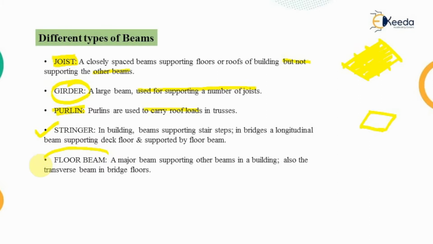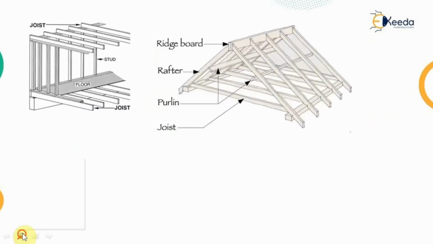Then the next type of beam is the floor beam. As the name itself says, this is the beam which is supporting other beams in the building, or majorly they are supporting the transverse beams provided in case of the flooring. Now it will be clearer from this image. So the joists are the beams which are provided to support the floor. On top of the joist member, we will be providing the floor covering. And the beams which will be supporting these joists are known as the girder.